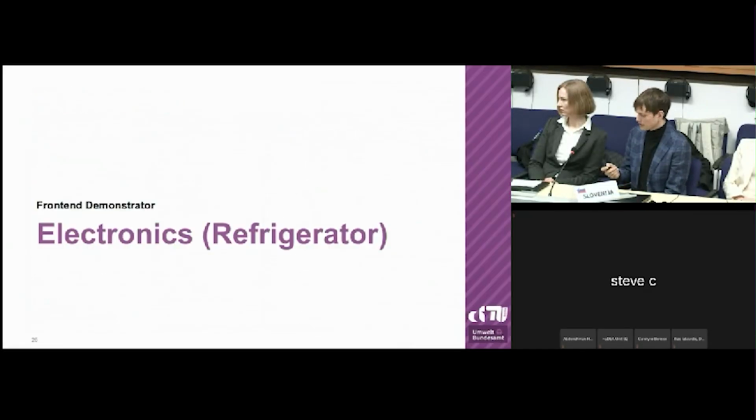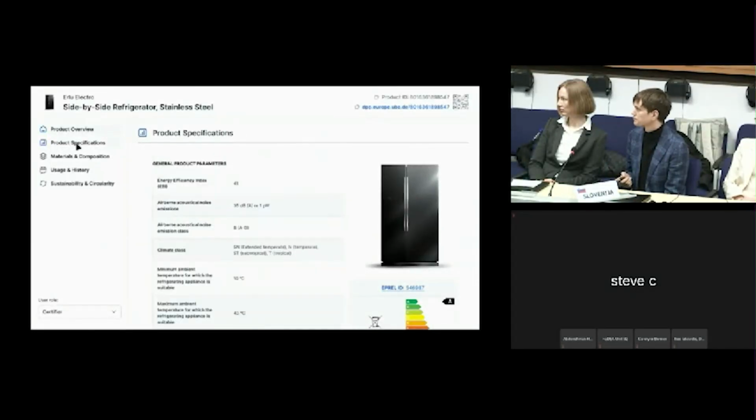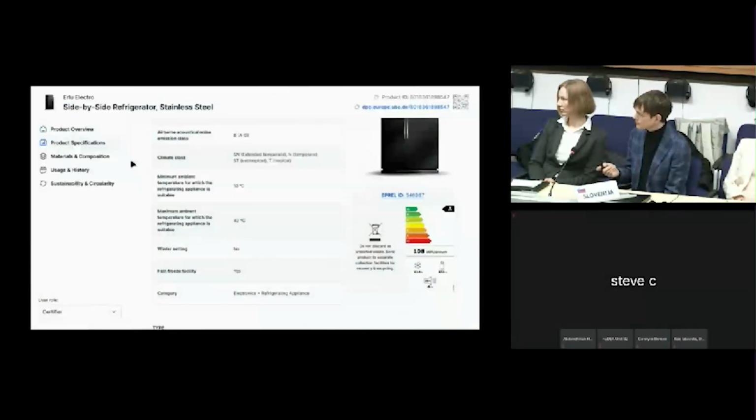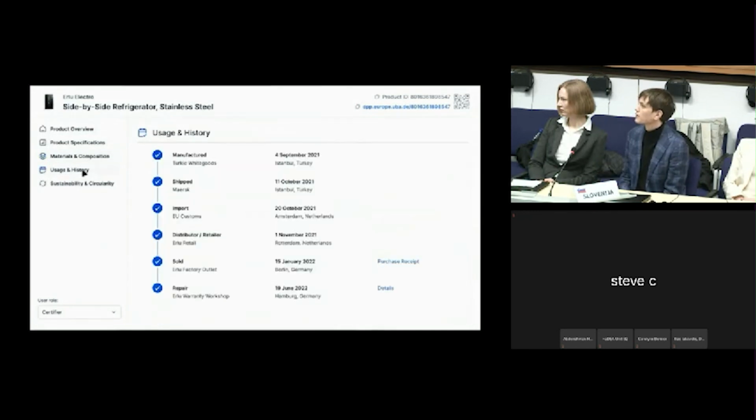Let's look into the front-end demonstrator for electronics. It's generally similar. We have an overview about the product specifications. We have then especially specifications about the performance indicators. Then we have the material composition, which also shows hazardous chemicals. We have the usage history, where, for example, a repair event could be saved.